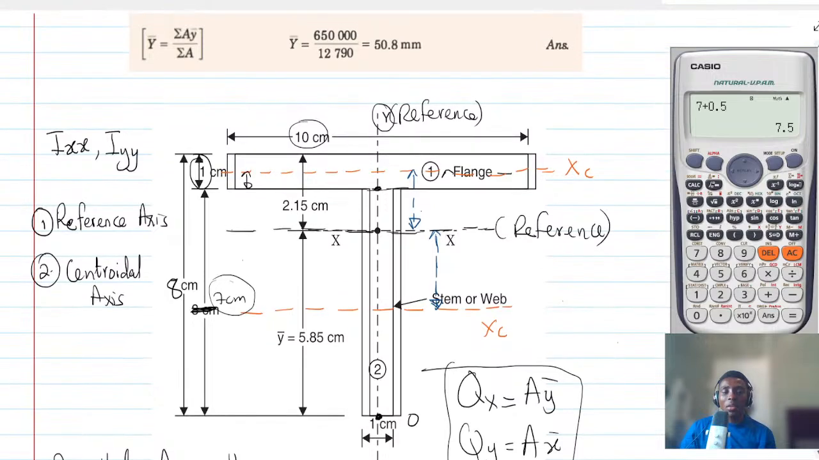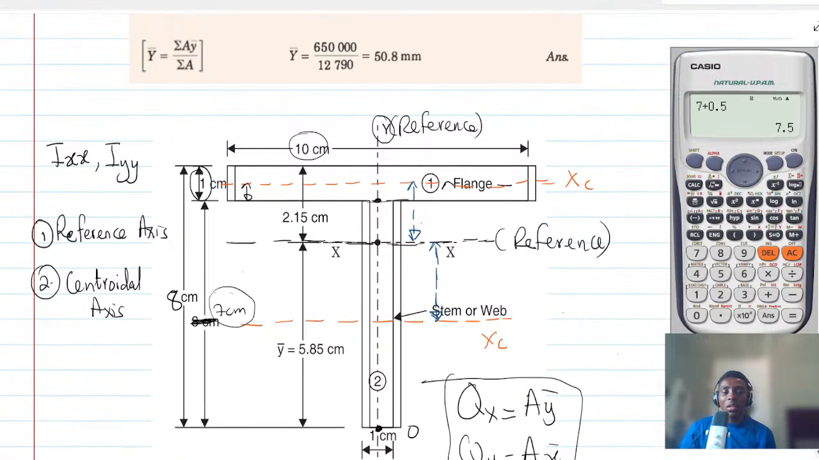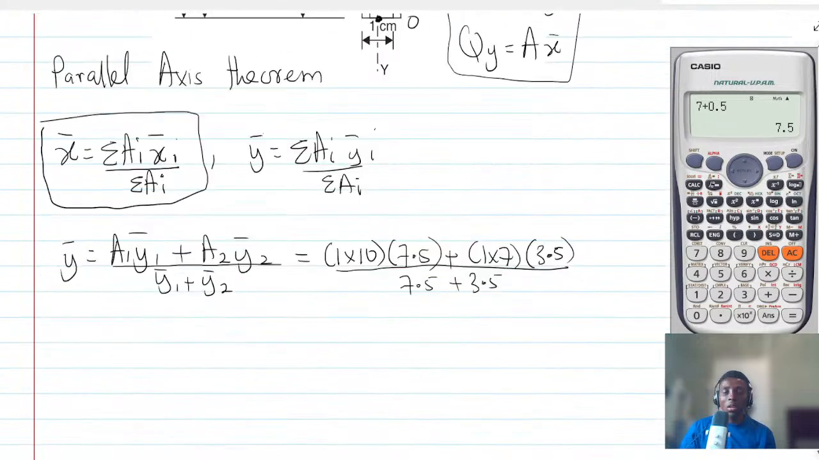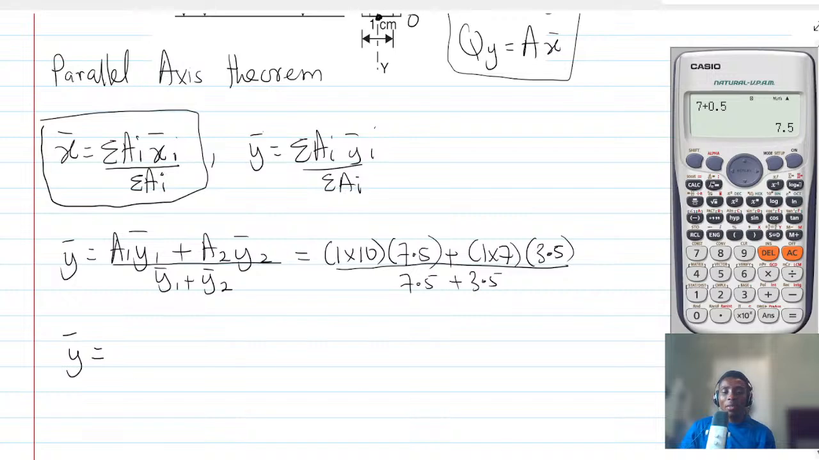Are you okay? So y bar for the entire figure is going to be 10 multiplied by 7.5 plus 7 multiplied by 3.5, divided by 7.5 plus 3.5.